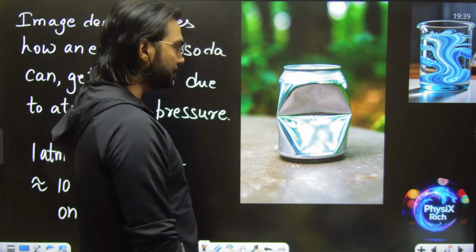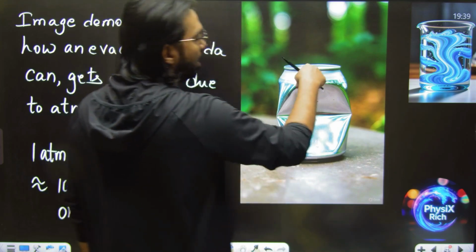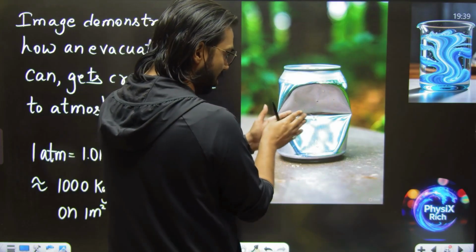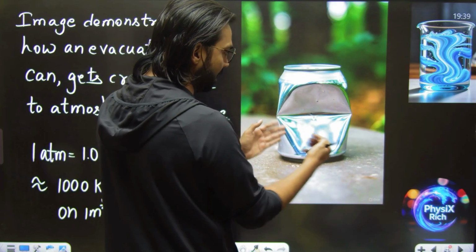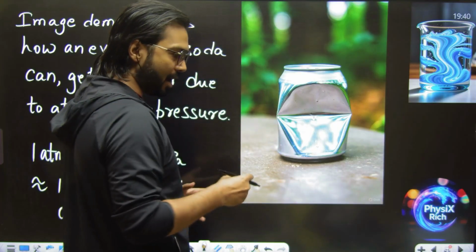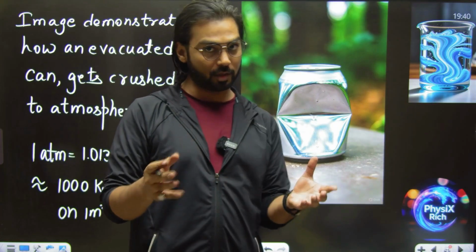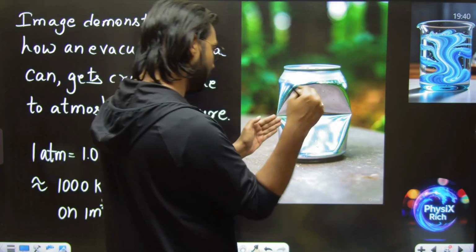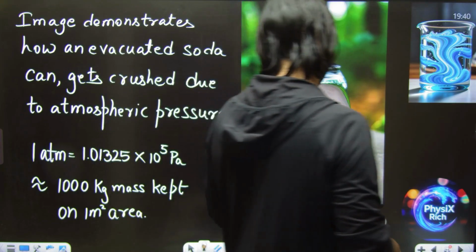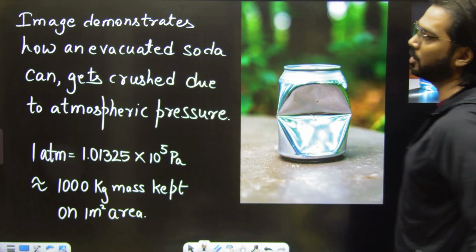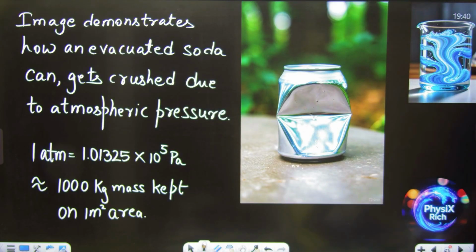And the reason is there were no, or maybe very few, air molecules inside. They were not applying enough force from the inside, but from the outside there was a lot of force that crushed the can. And why was there a lot of force? It was because of atmospheric pressure. The air molecules hit it from this direction with a high amount of force, and it got crushed. So this image demonstrates how an evacuated soda can gets crushed due to atmospheric pressure.